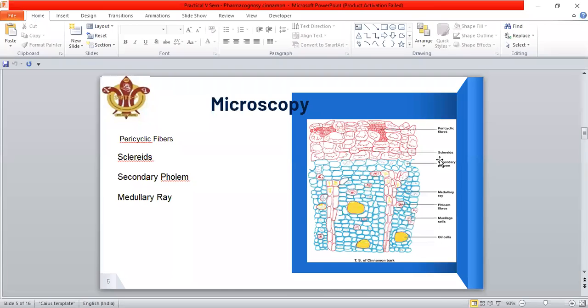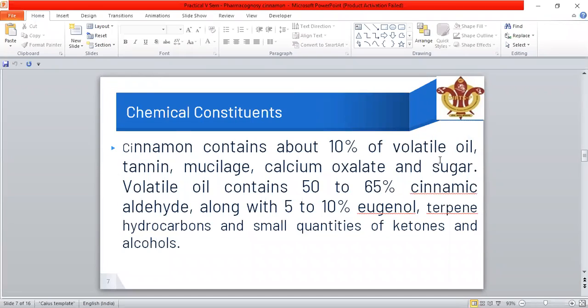When the drug is mounted, you can observe this section under the microscope with the 10x objective lens and 10x eyepiece. When you see it, the section will look somewhat like this. The main active constituent is the reason why we are extracting and taking this drug, just because it has some important chemical constituents.